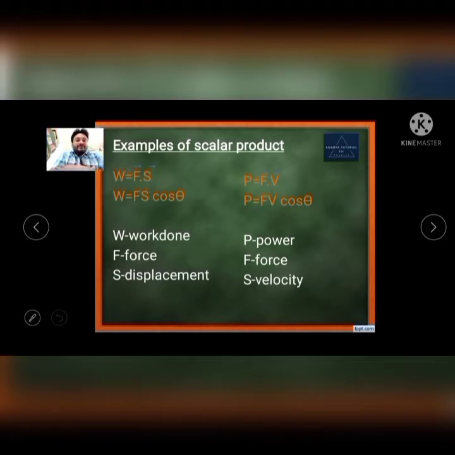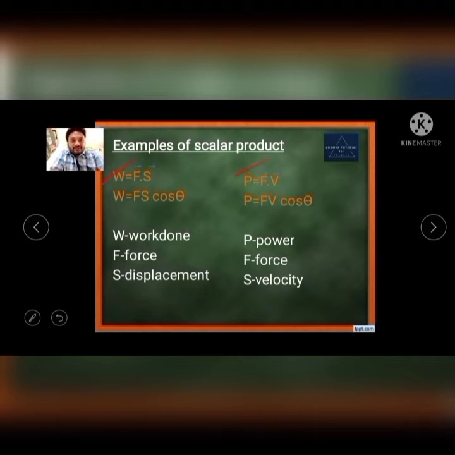Now, examples of a scalar product. Work is an example of scalar product, we know that. And power is also an example of scalar product. You can observe that the resultant of a dot product or scalar product will always be a scalar quantity.